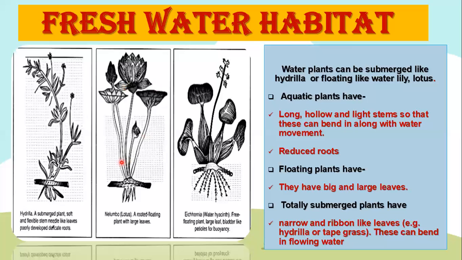Next category is submerged. Submerged plants are underwater plants. They are fixed to the bottom of the water body and remain fully underwater. Okay? They are completely underwater. Here, the stomata are absent. This is very important. Stomata are completely absent. Carbon dioxide comes in through the surface of the leaves.